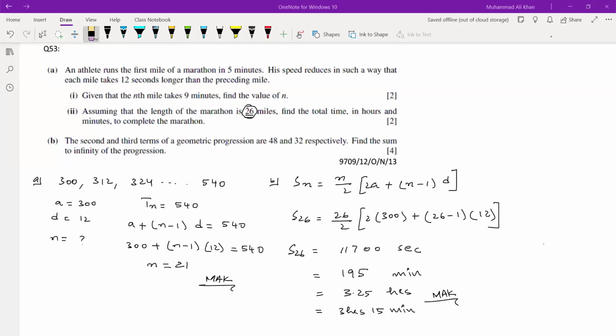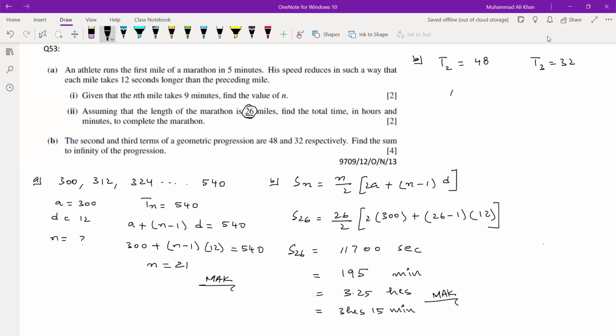Now, B part. What we have in the B part? The second and the third term of geometric progression. T2 आपको दी गई. T2 is 48. And the third, T3 is 32. Find the sum to infinity.